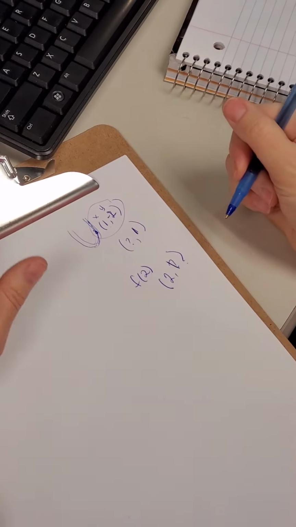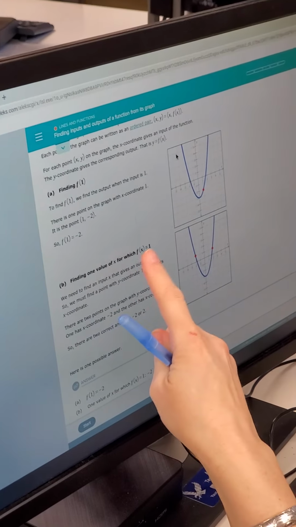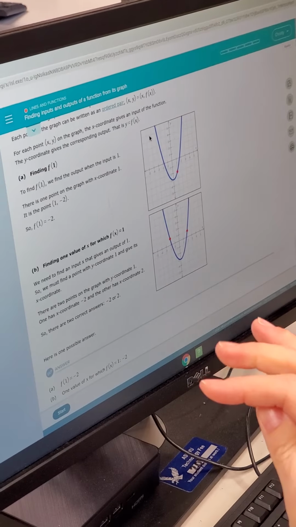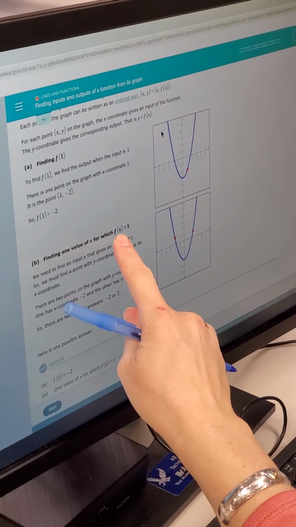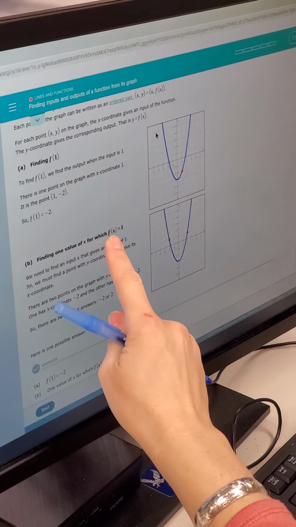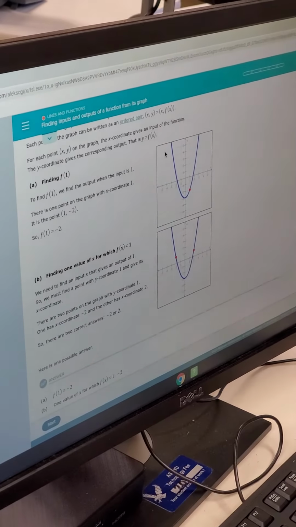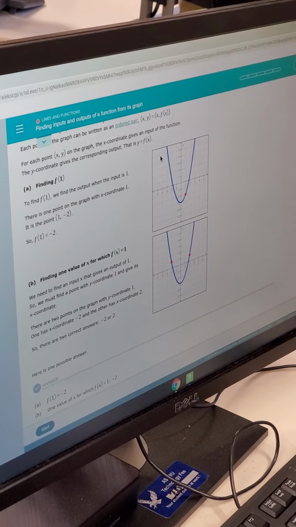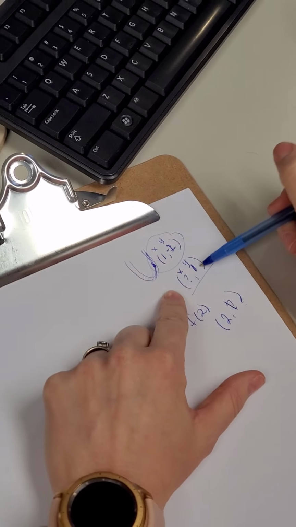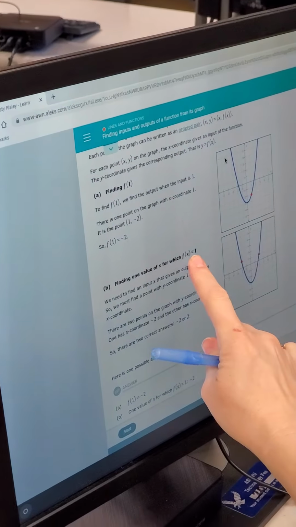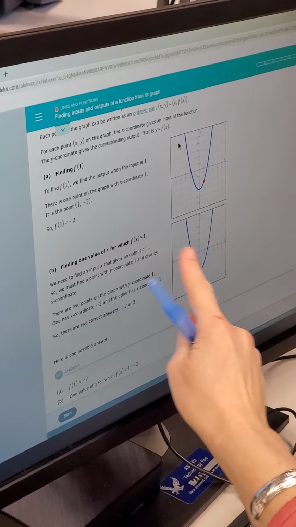Okay? Now, let's think about this one, because this is the one that's really tricky for people. But really, it's the same idea. We're just talking about, okay, what do I put in that gives me out a 1? What do I put in for x? So we're in a situation like this. What is my x coordinate that gives me a y value of 1? That's this situation.